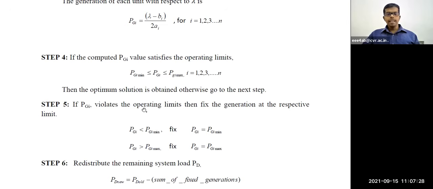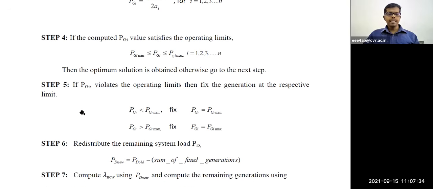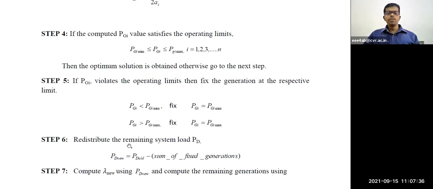If PGI violates its operating limits, then fix the generation to its respective limits. Next, step number 6, redistribute the remaining system load PD by using this formula. After this, what we have to do is find PD new, the new demand. Why? Because we fixed the generation.